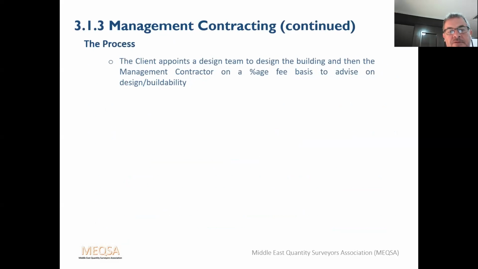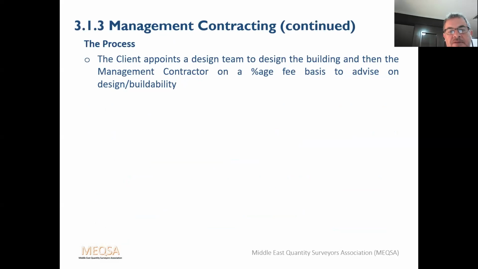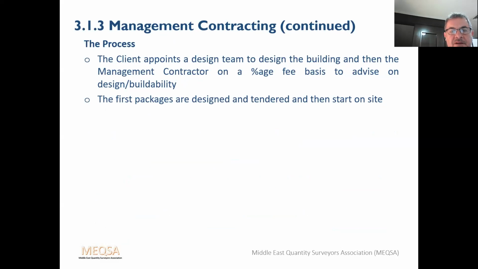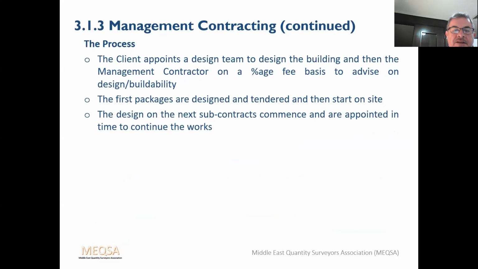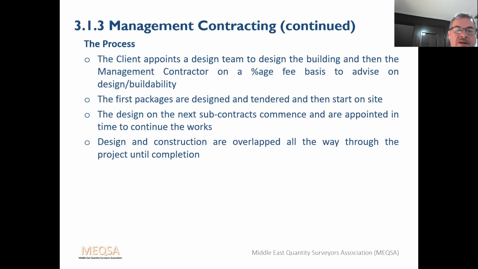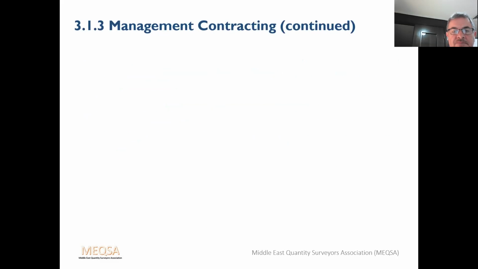The process is as follows. The client appoints a design team to design the building and then the management contractor on a percentage fee to advise on design and buildability. The first packages are designed and tendered and then start on site. The design on the next subcontractors then commences and they are appointed in time to continue the work. So it's a continuous process of appointing the contractors just in time to start their package. Design and construction are overlapped all the way through the project up until completion.